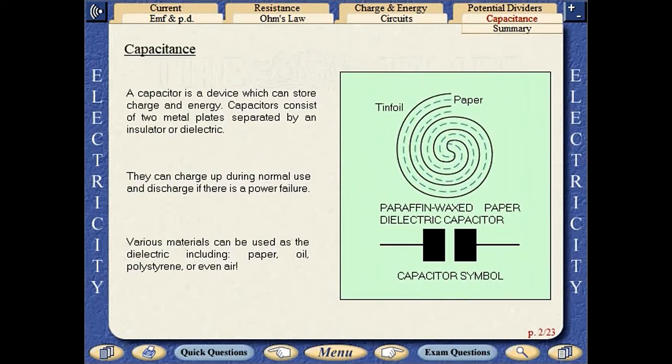A capacitor is a device which can store charge and energy. Capacitors consist of two metal plates separated by an insulator or dielectric. They can charge up during normal use and discharge if there is a power failure. Various materials can be used as the dielectric, including paper, oil, polystyrene, or even air.